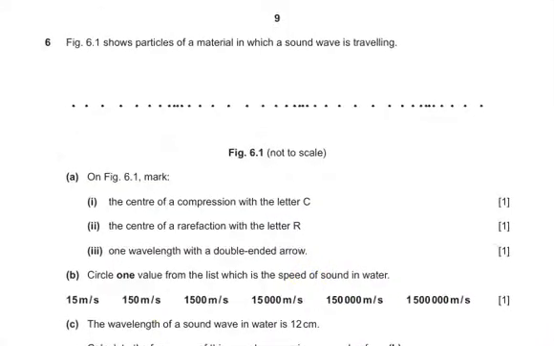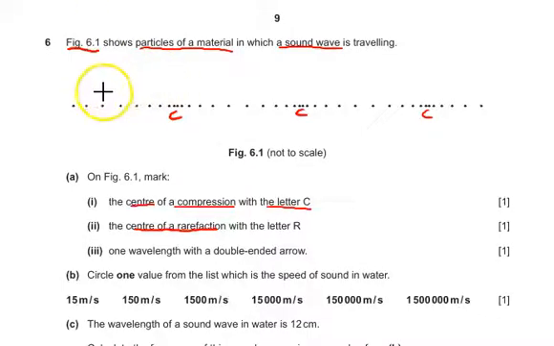Okay, here number 6. Figure 6.1 shows particles of a material in which a sound wave is traveling. On figure 6.1, mark the center of a compression with the letter C. Compression, as you can see over here, is where the particles are compressed. So here C, and here C. The center of a rarefaction is the opposite of a compression, so we can put R here, R here.